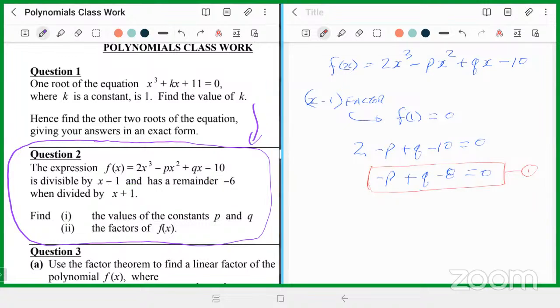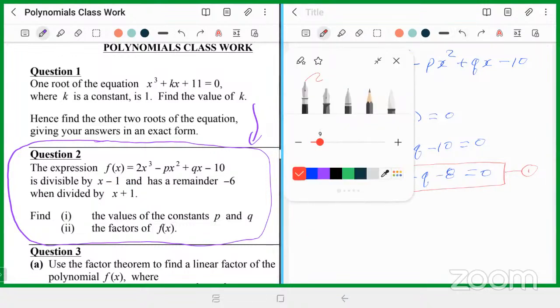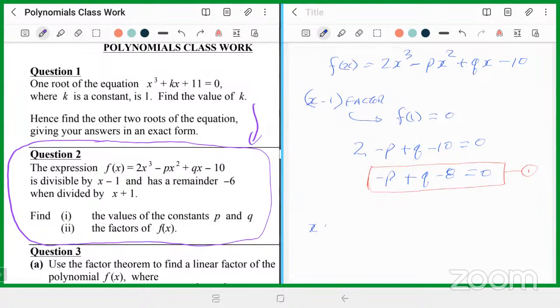Simple. So the x plus 1, let's write it in blue. The x plus 1 divisor leads to a remainder which is negative 6.